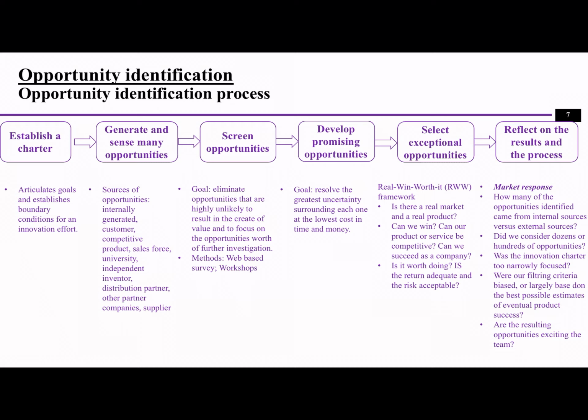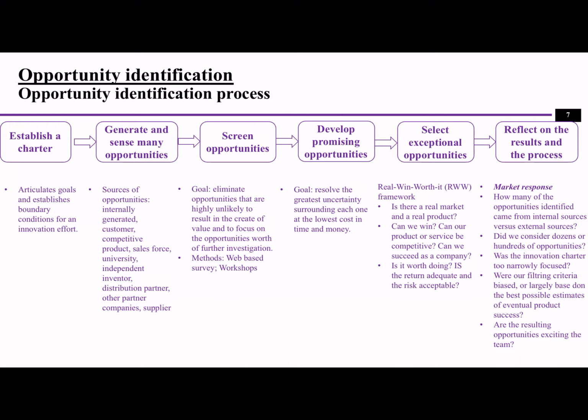We want to keep it very general in identifying opportunities. For example, what is the major market we want to get into? What kind of service do we want to provide? Instead of giving too many details about what it should be, we just keep it at a higher level. And then with that charter, we'll generate the different opportunities.